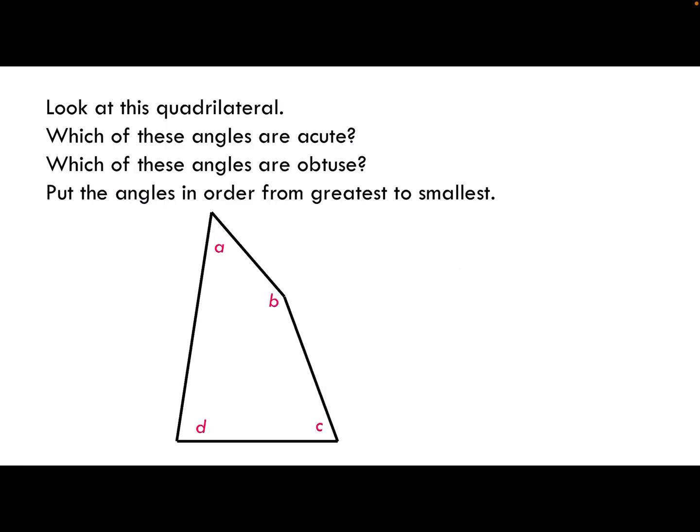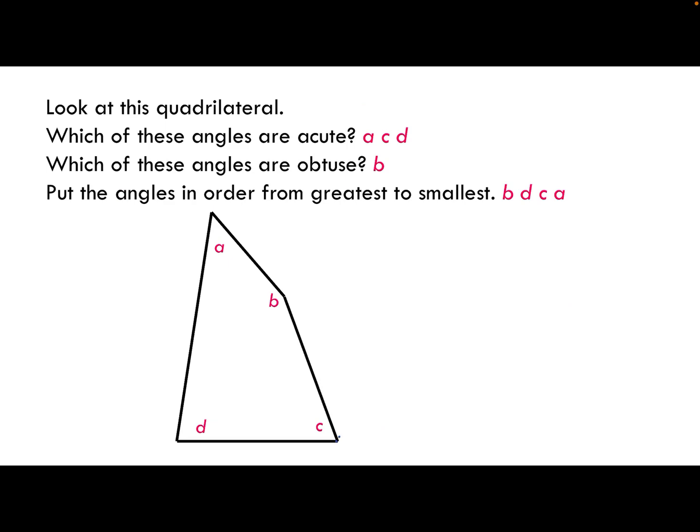So what I want you to do is have a look at this quadrilateral. Which of these angles are acute? Which of them are obtuse? Put them in order from smallest to greatest. Pause the video and then unpause it when you are ready.